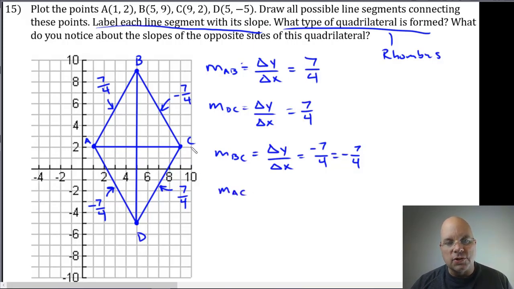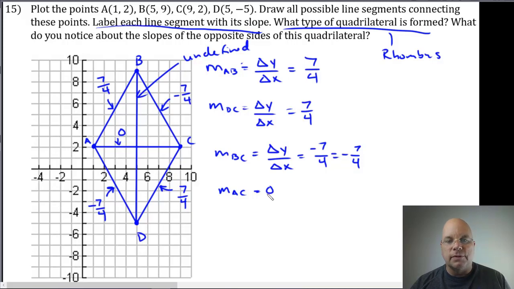Since that's a horizontal line, then that's a zero slope. So the slope is 0. And the slope for BD is undefined.